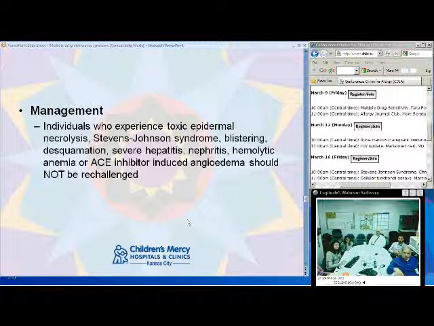They did put a blanket statement out there that individuals who have toxic epidermal necrolysis, or TEN, Stevens-Johnson, blistering, desquamation, severe hepatitis, nephritis, hemolytic anemia, or ACE inhibitor-induced angioedema, you should not rechallenge that. That's kind of their blanket statement. Those are the things that you really want to be careful with, because they could have an even more severe reaction the next time. Well, and those are really bad things. Yeah, you don't want those to occur.